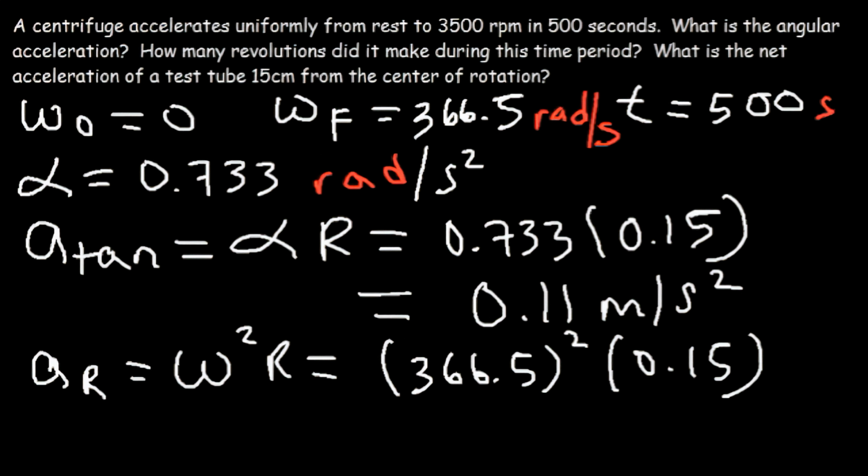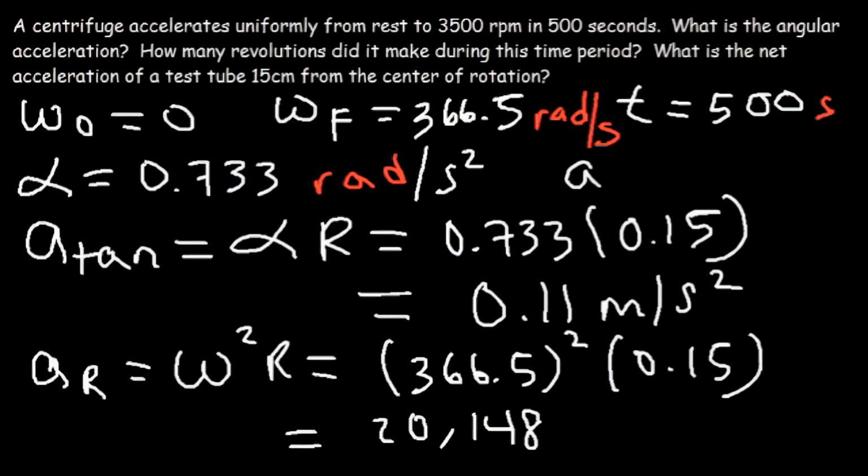So it's going to be 366.5 squared times 0.15. And this is 20,148, which is pretty high since the angular speed is very high as well.